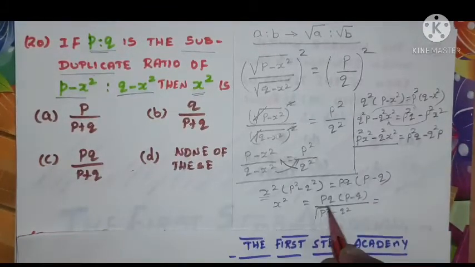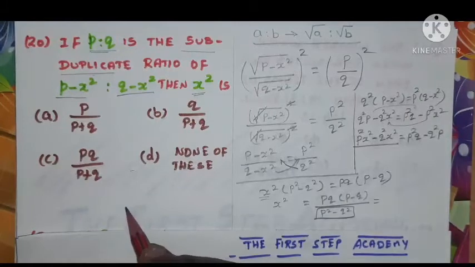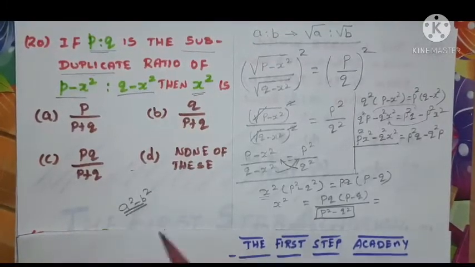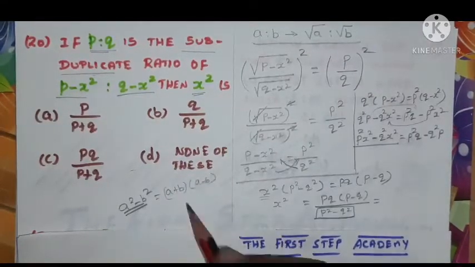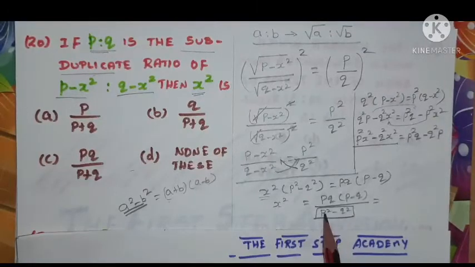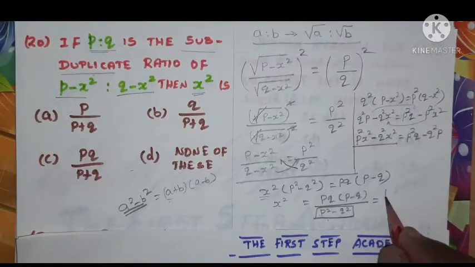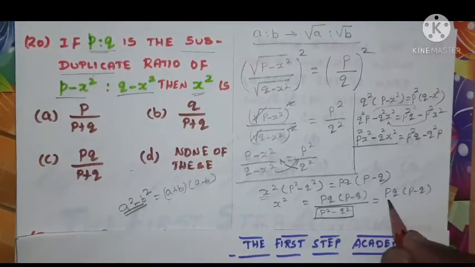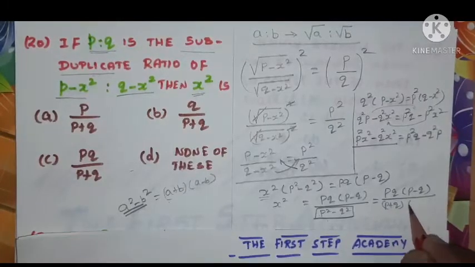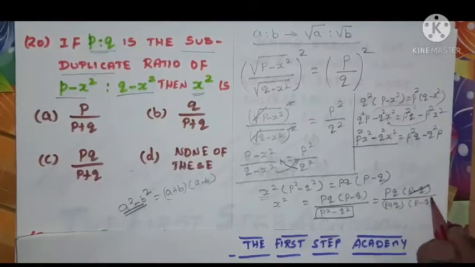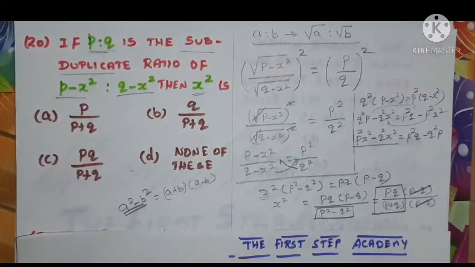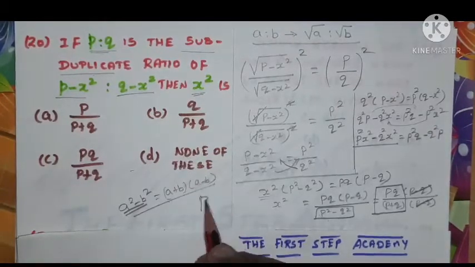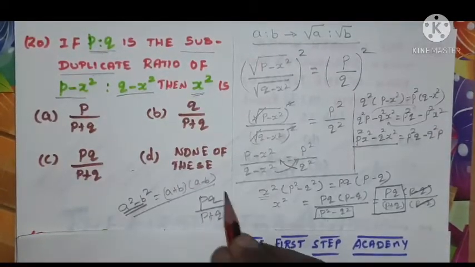Further, look out, this P squared minus Q squared is in the form called A squared minus B squared. So A squared minus B squared can be written as A plus B into A minus B. I am applying this formula over here. Hence P squared minus Q squared can be written as P plus Q into P minus Q. Right? Hence PQ into P minus Q divided by P plus Q into P minus Q. Now this P minus Q and P minus Q will cancel, and what remains is PQ divided by P plus Q. Hence we got the answer. The answer is PQ divided by P plus Q.